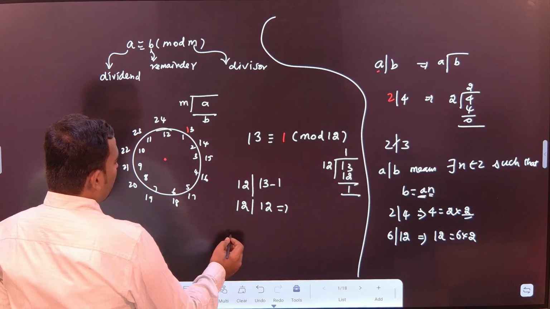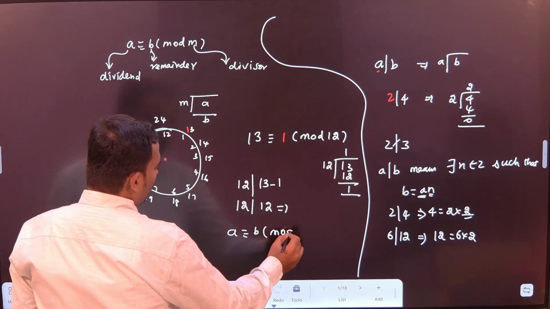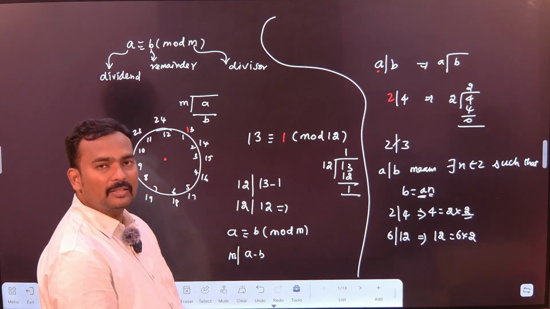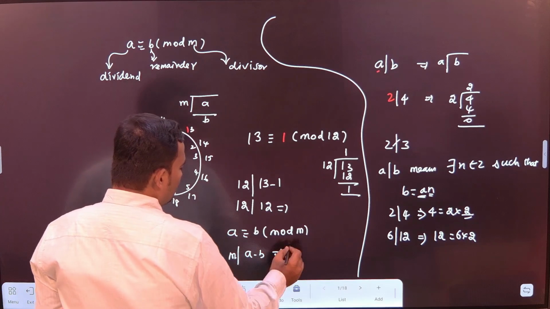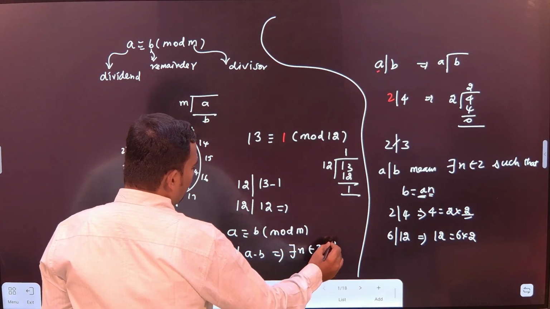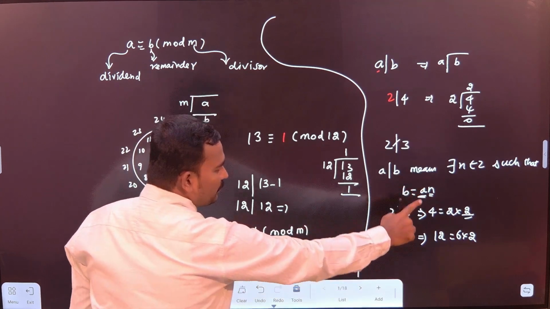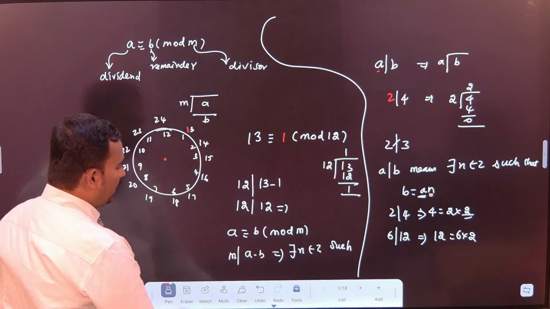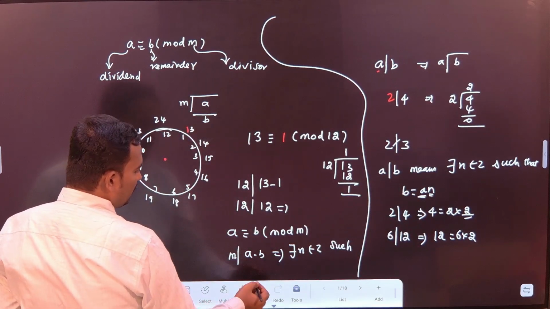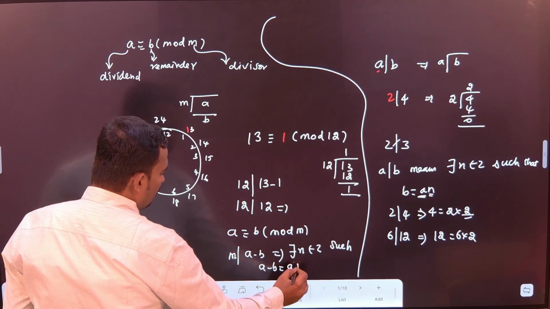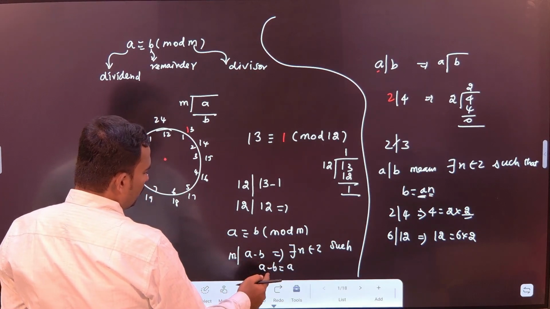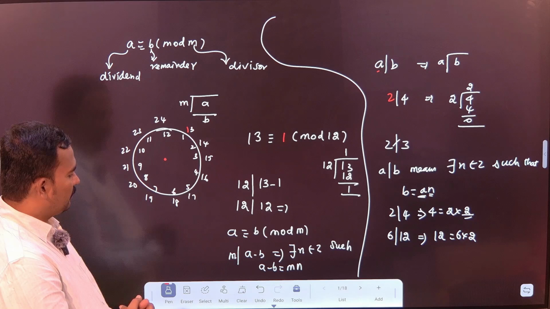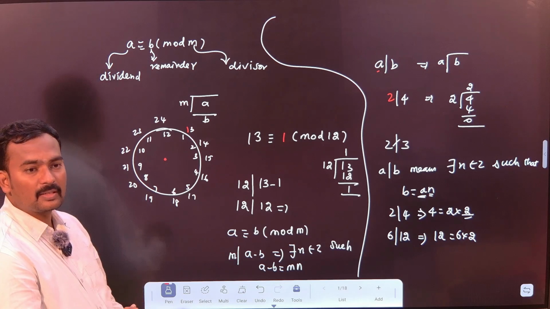In the same way, if I take a congruent to b modulo m, what is the meaning? m divides a minus b, the difference of the dividend and remainder. That means there exists an integer n such that a minus b is equal to m times n. Understand? Okay. I hope everyone understands this one, right?